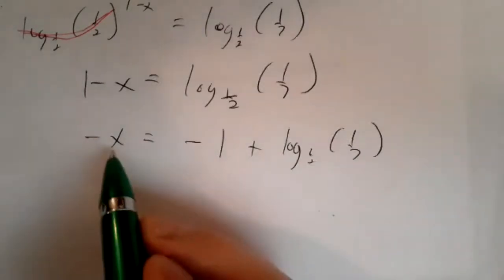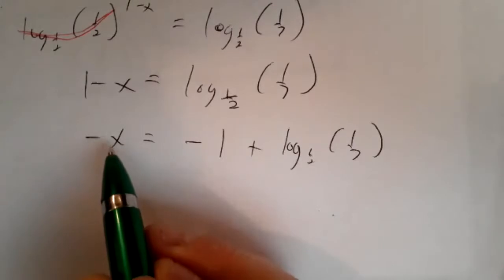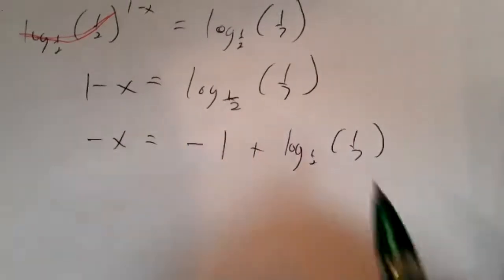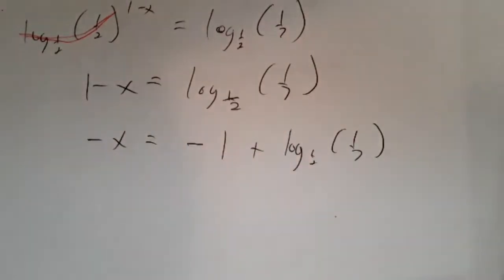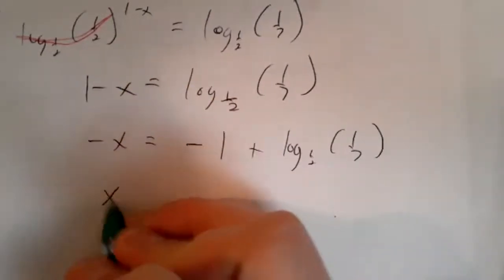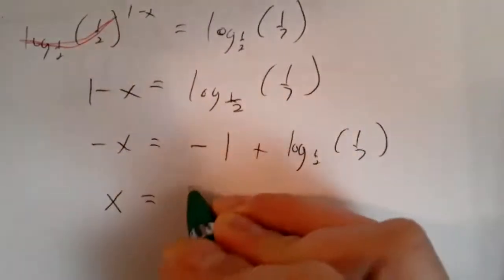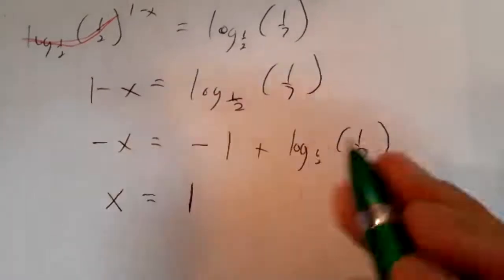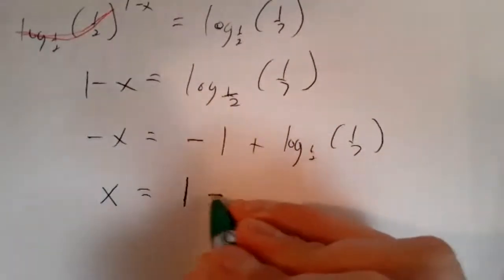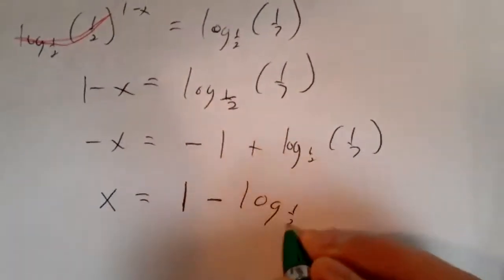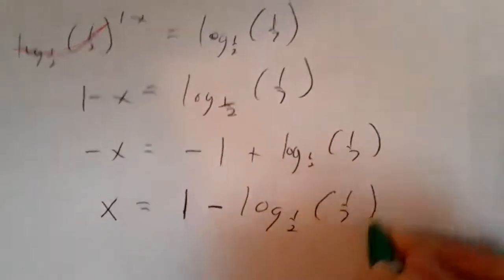And now the last thing is, if this is a negative, I need to multiply everything by a factor of negative. So this gets multiplied by a negative, it's going to be x. This gets multiplied by a negative, it's going to be positive 1. This I multiply by a negative will be minus log base 1/2 of 1/7.